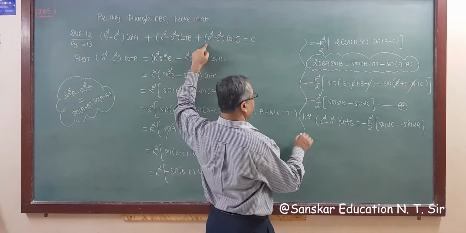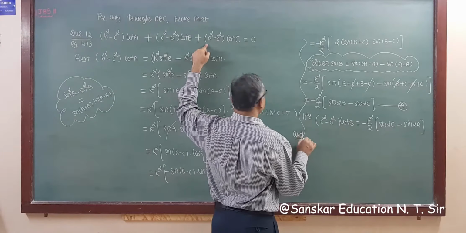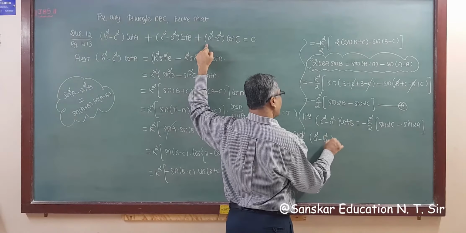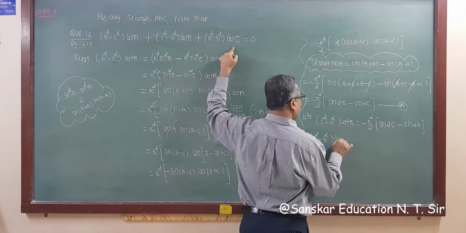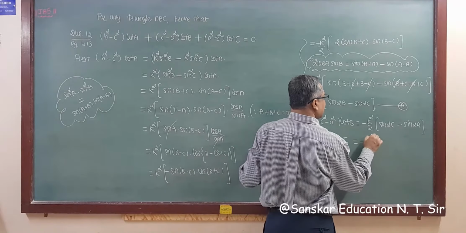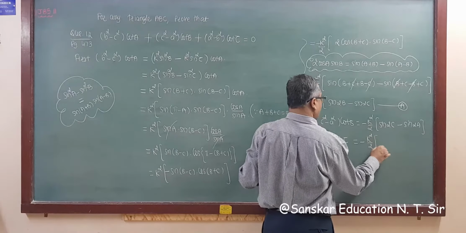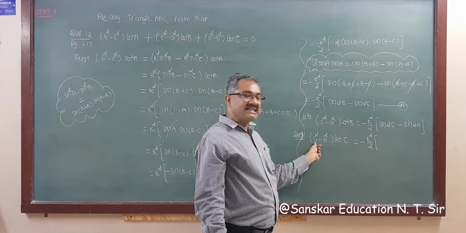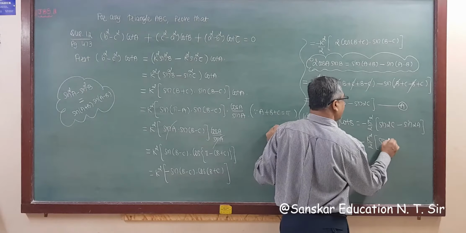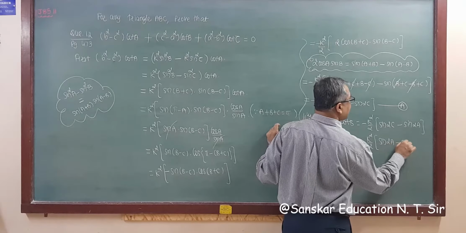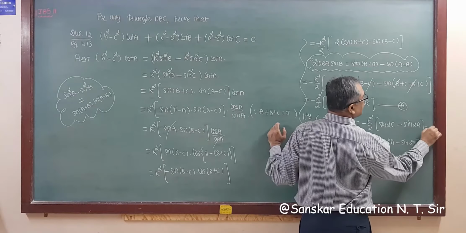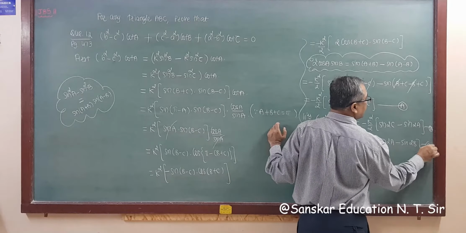And the last one, a square minus b square. So a square minus b square cot capital C is equal to minus k square by 2, and answer is sine 2A minus sine 2B, right? So this is result number B and this is result number C.